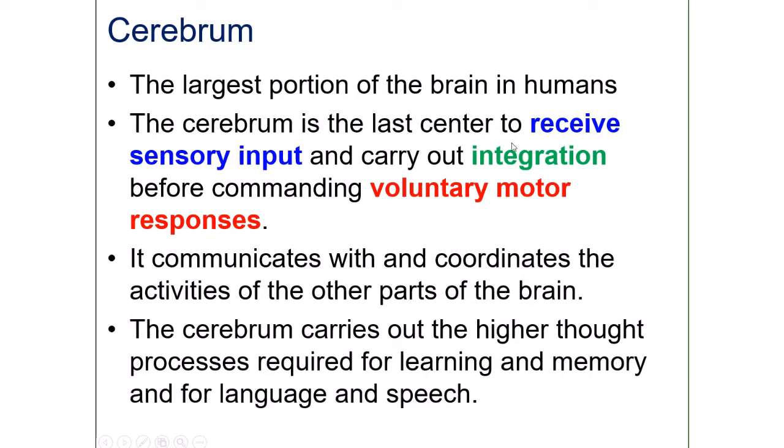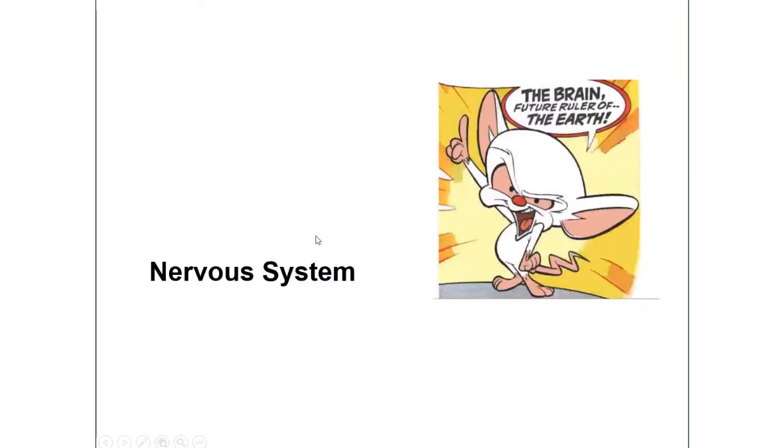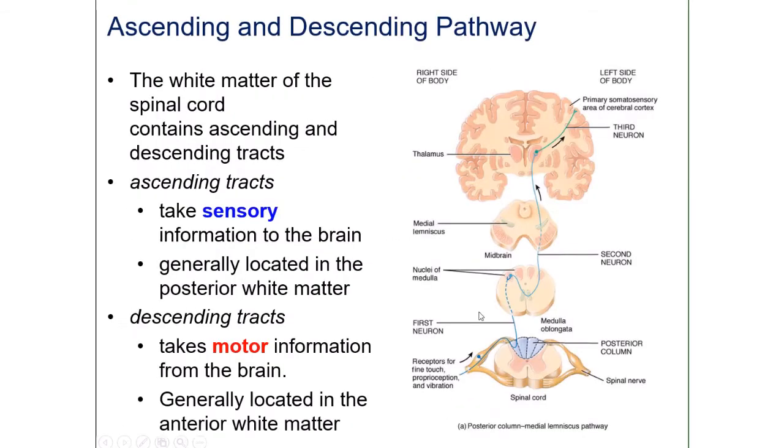The cerebrum is the last center to receive sensory input and carry out integration before commanding a voluntary response. So what that means is, if we go back a few slides ago, all the sensory information that we receive throughout the body, whether it's related to touch, to pain, to sight, to sound, all of it eventually is going to end up in the cerebrum. The cerebrum is basically the gray matter, the outer portion of the brain, and that's where you're going to have higher order processing of this information.